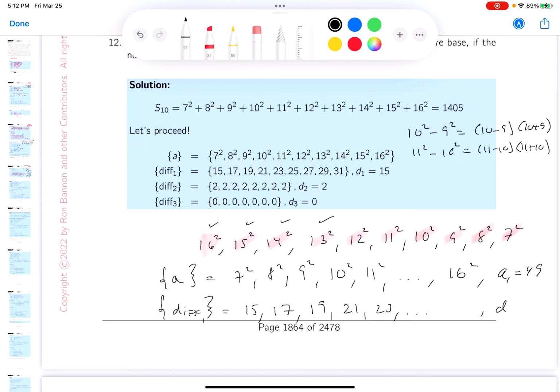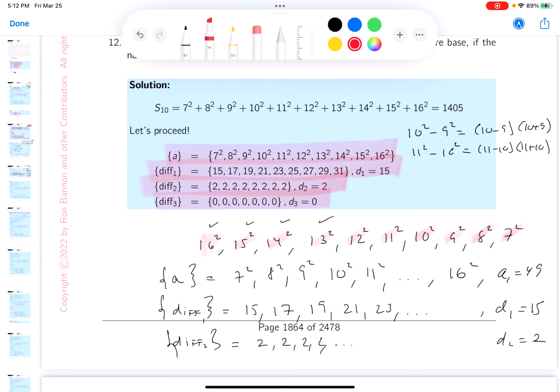Now, what's the D1? 15. Let's put down the differences too. Really simple. What do you get? 2, 2, 2, 2, and so on. D2 is 2. All right, let's look at the key. Certainly we wrote this down here. We wrote down this, we wrote down this, we wrote down this. By the way, I didn't put that difference through because I know it goes to 0.